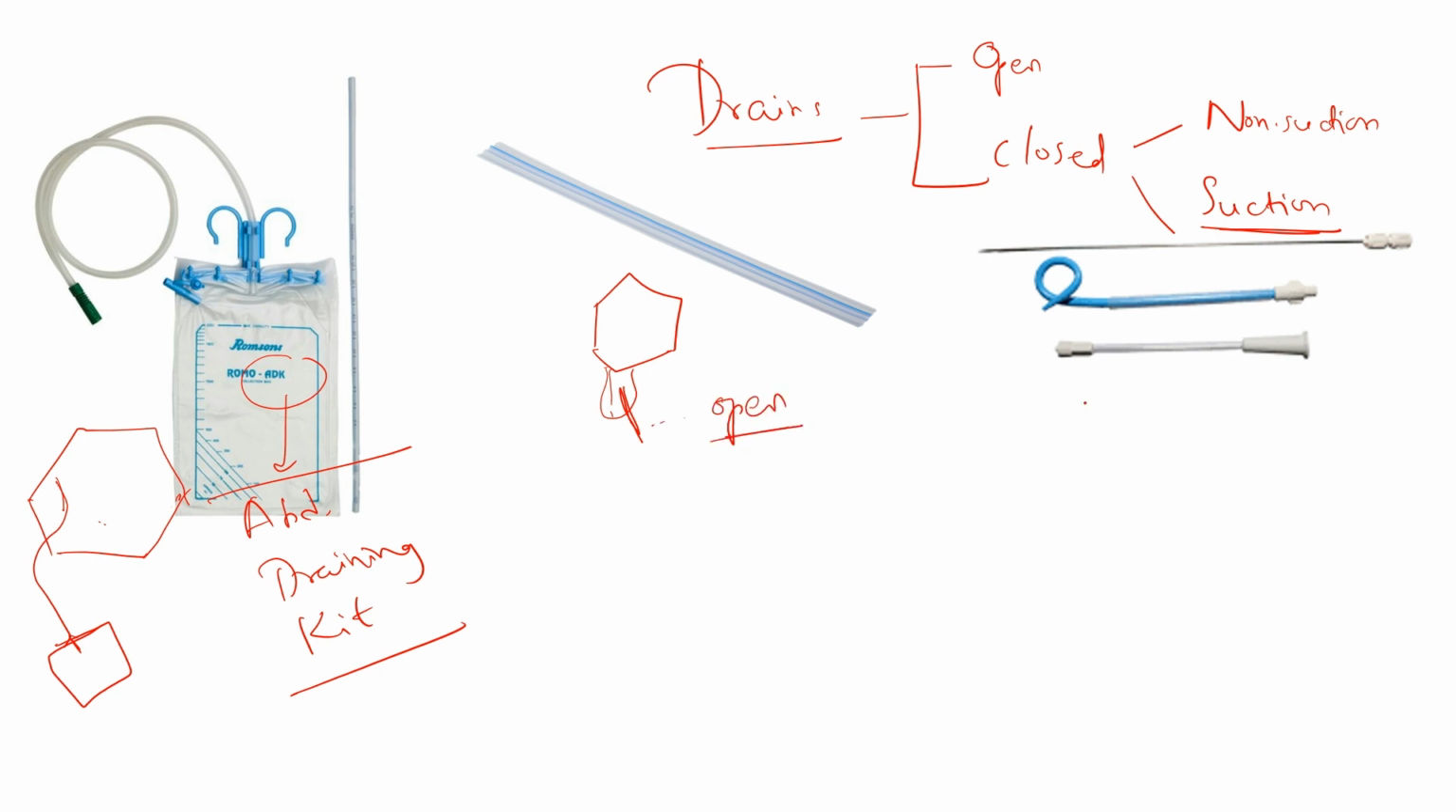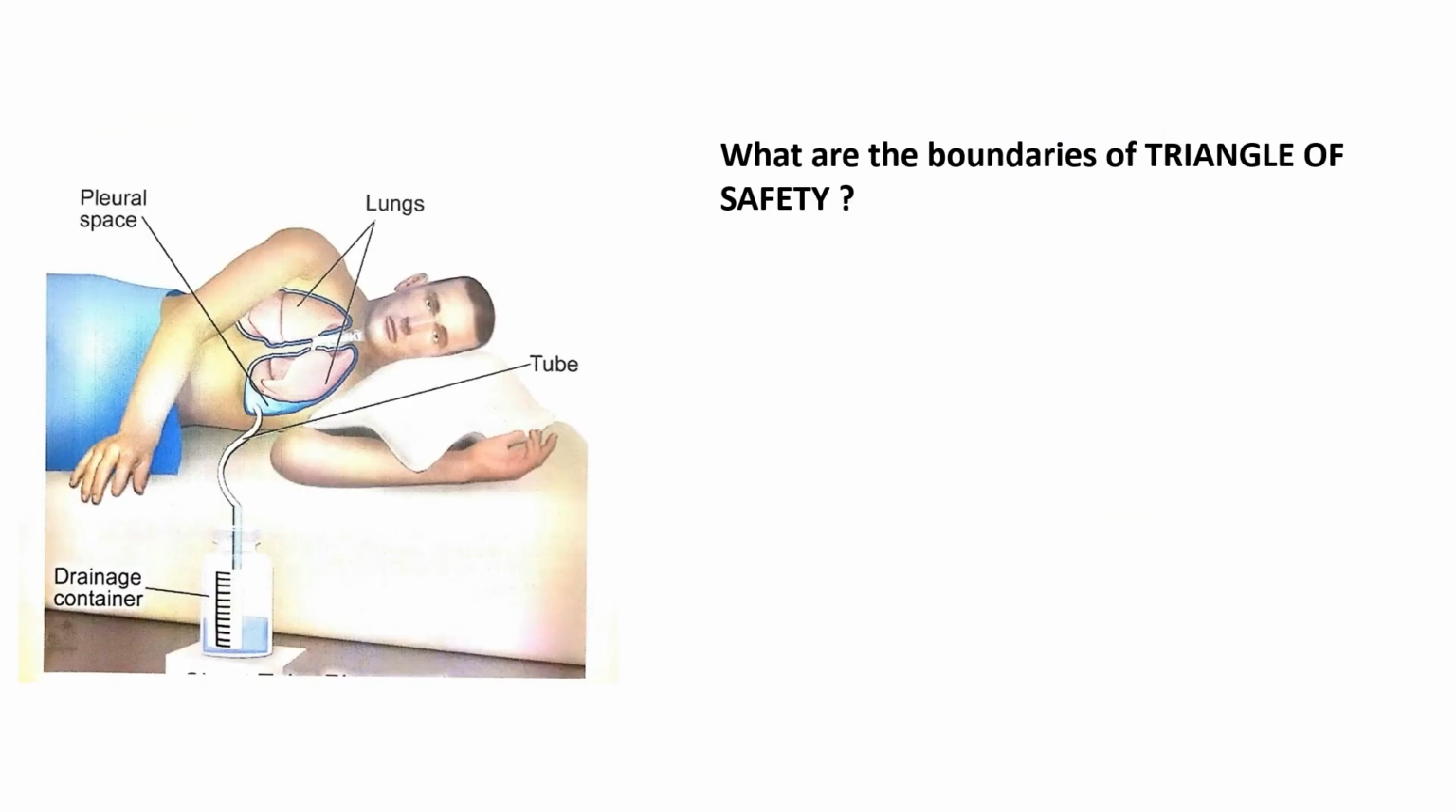Again, the third one is one of the types of non-suction drains. This is called a pigtail catheter, commonly used for liver abscess drainage, etc. As you can see, one end of the catheter is like a pigtail. Again, these are all non-suction drains. Now coming to the next one, which is again one of your closed drains. This is called an intercostal drainage tube.